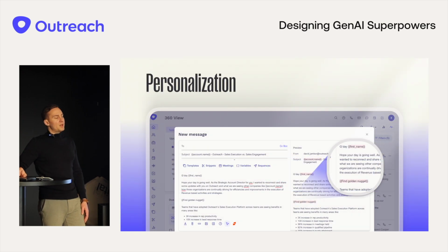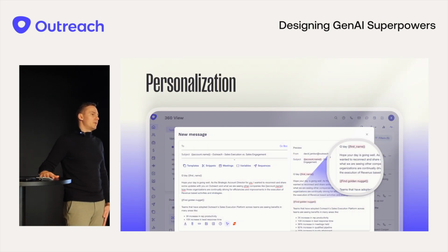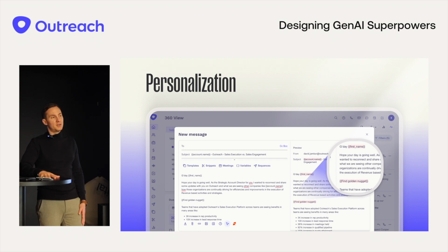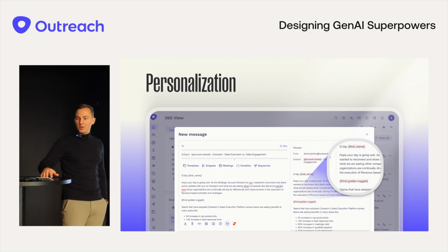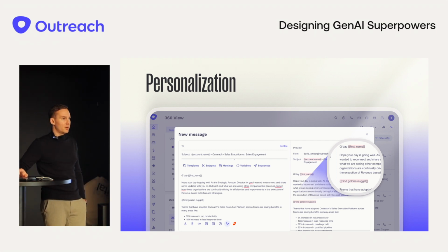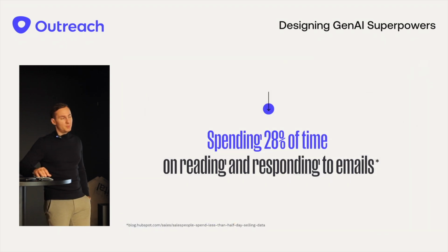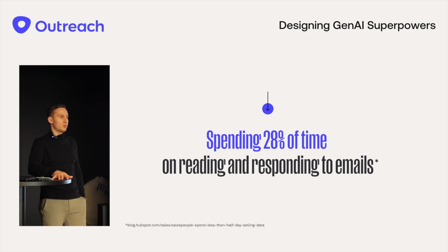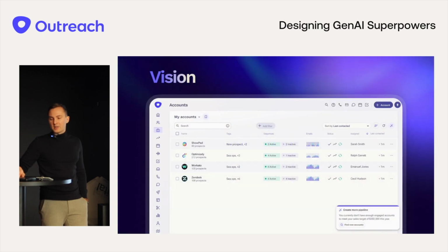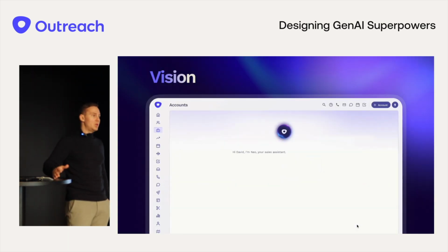Writing an email is easy, but writing a good email is quite challenging. And yes, in Outreach, you can use templates to make this step easier, but you still need to heavily personalize each email for each potential buyer, which is time-consuming. According to research, salespeople spend approximately 28% of their time just on reading or responding to emails, which is a lot. So we asked ourselves, what can we do? How can we change it?